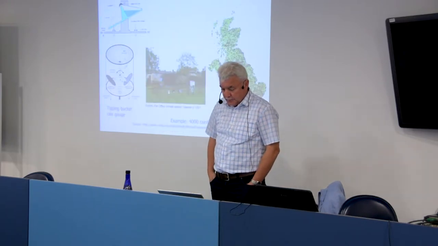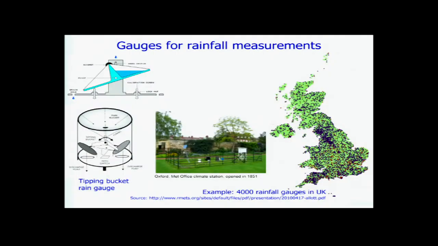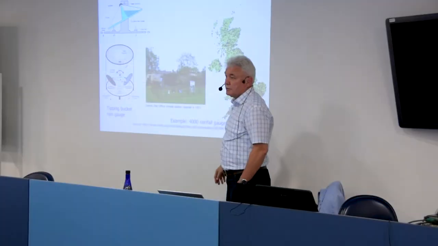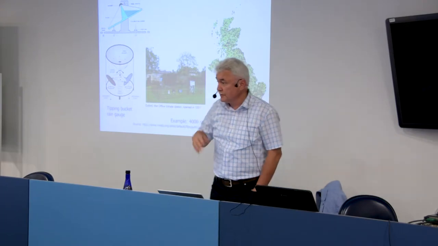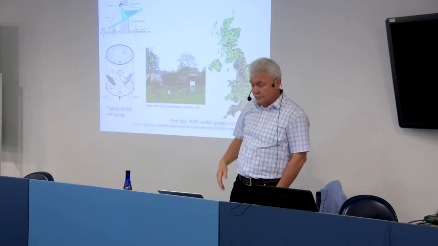For example, this shows the map of Great Britain. You see how many rain gauges there are. There are 4,000. It's an example. You can go to this website and see more. 4,000 or even more rainfall gauges in the United Kingdom. You see how the coverage is quite high. And it's gauging only. And there is also radar to forecast and so on.